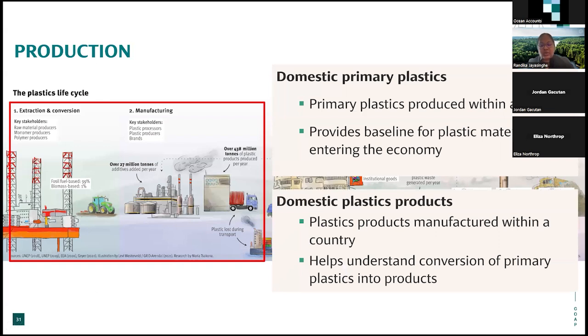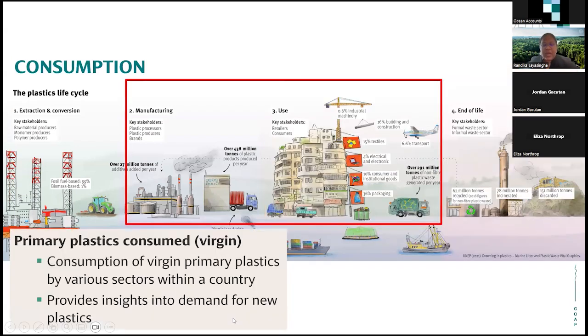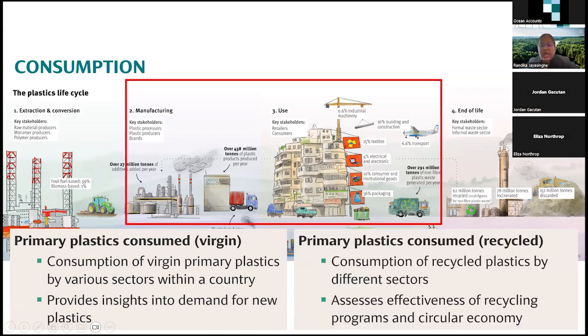We are then looking at domestic plastic products, which are plastic products manufactured within the country. And this can help us understand the conversion of primary plastic into the product. Next is the consumption. We are looking at consumption of virgin primary plastic by various sectors within a country, and this provides insight into demand for new plastics. Then we are looking at plastic consumed, the recycled plastics that are used for different products within different sectors. This could be useful for assessing effectiveness of recycling programs and circular economy within the economy.